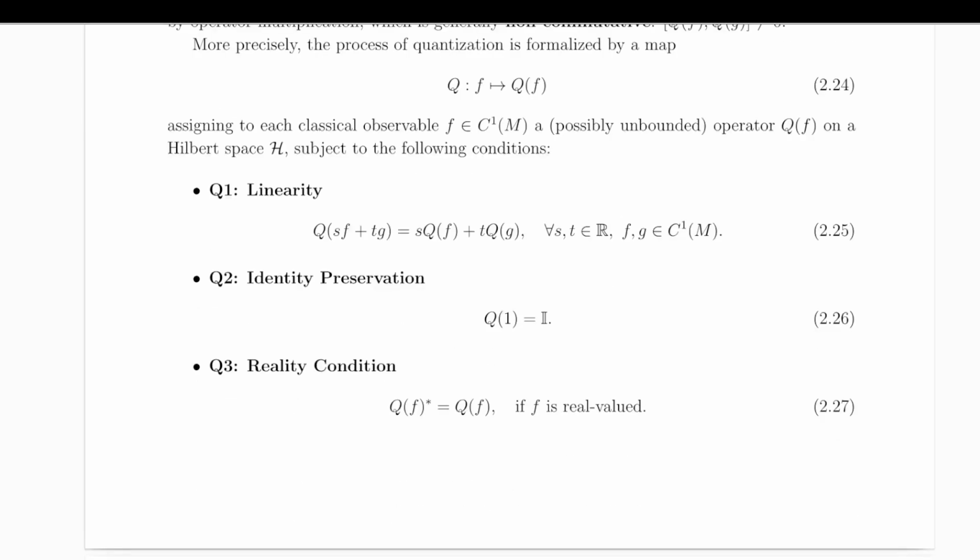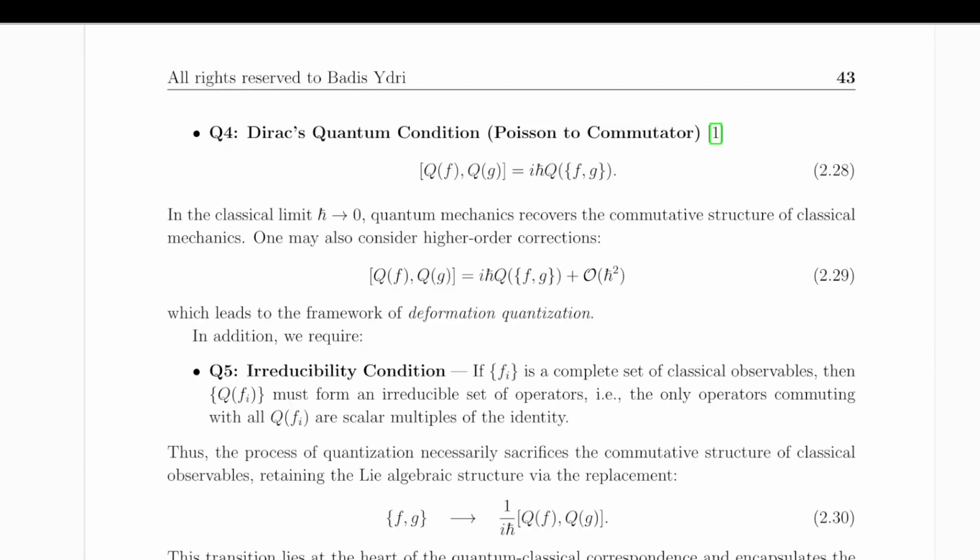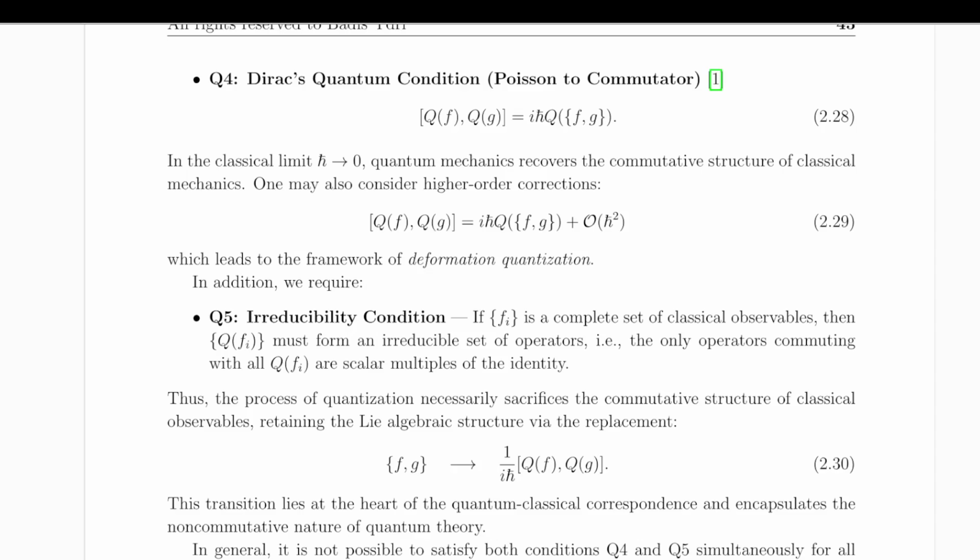First, linearity. The quantization map should respect linear combinations. Second, identity preservation. The classical constant function, the function always equal to 1, must correspond to the identity operator. Third, the reality condition. Real-valued classical observables should become self-adjoint operators in quantum theory. Fourth, Dirac's quantum condition. The Poisson bracket of classical observables should correspond, up to factors of Planck's constant, to the commutator of their quantum counterparts.